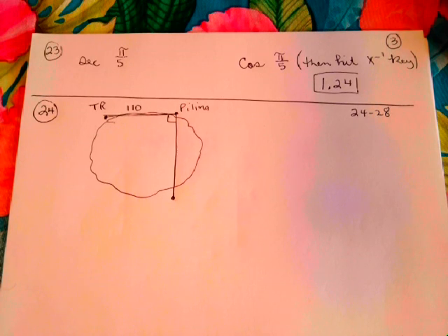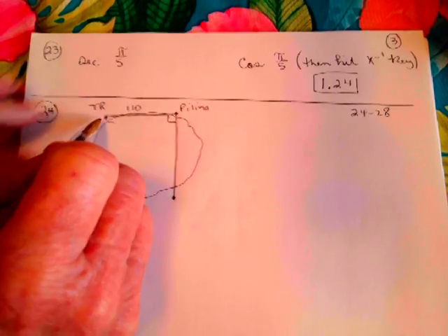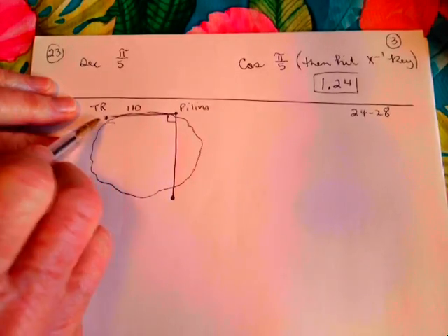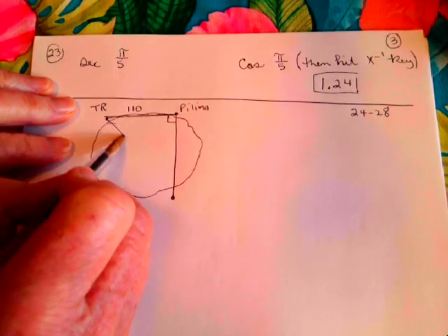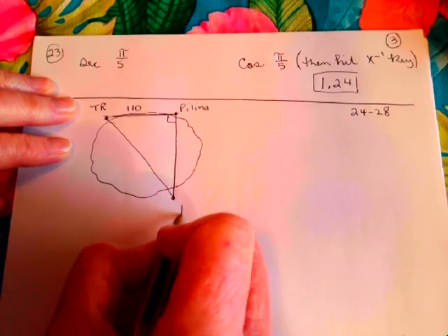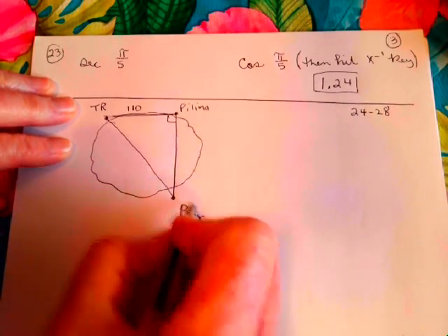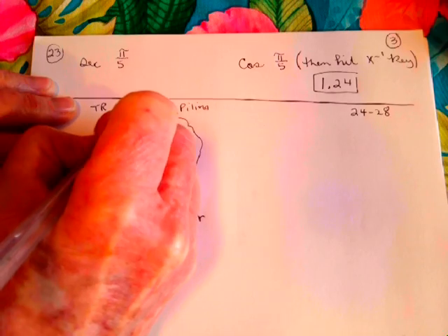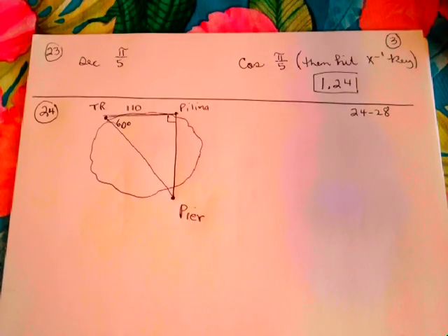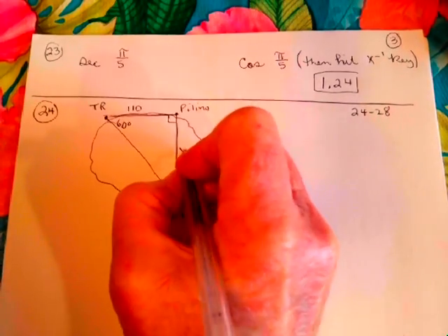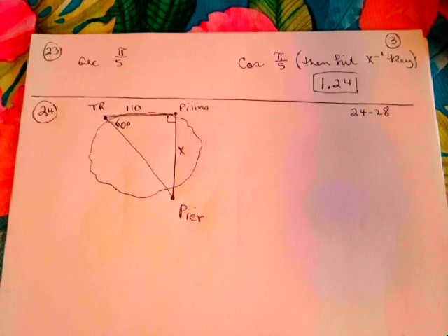From his transit, the angle between the piling and the pier, so here he is standing at the transit looking at the piling and at the pier, this angle is 60 degrees. What is the distance between the piling and the pier? They want to know this distance that I've just labeled x.